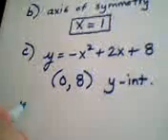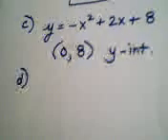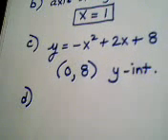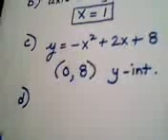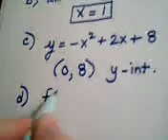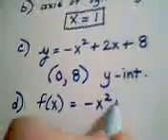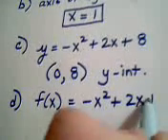Now, part D is a little harder to find, a little more work. Part D asks us to find the zeros of the function. Now, remember, the function is f of x equals the opposite of x squared plus 2x plus 8.